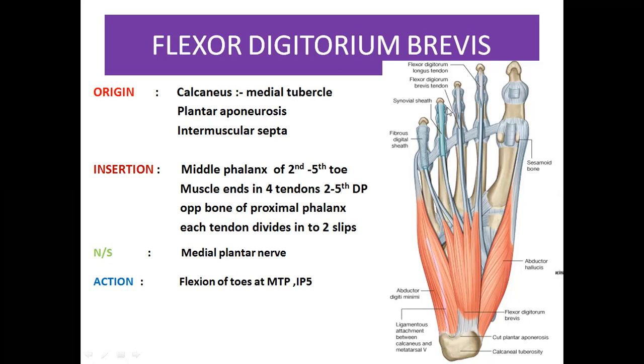Second, third, fourth, fifth. The terminal phalanges base is receiving the insertion of this muscle. Nerve supply: medial plantar nerve. Action is flexion of the toes at the metatarsophalangeal joints and interphalangeal joints.